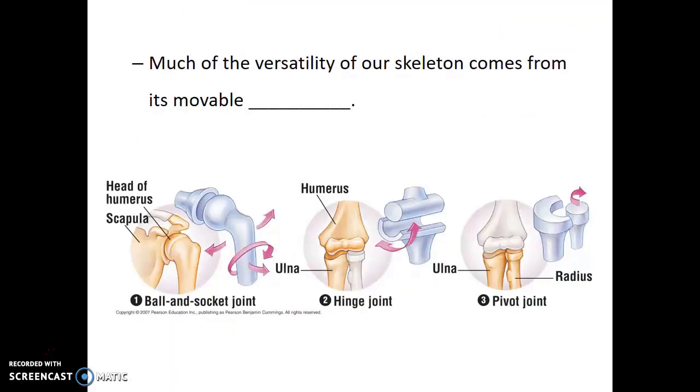Now, much of the versatility of our skeleton comes from its movable joints. There are a variety of different types of joints, including ball and socket joints, hinge joints, and also pivot joints. There are also some joints which aren't movable, such as the joints between the different bones of our cranium.